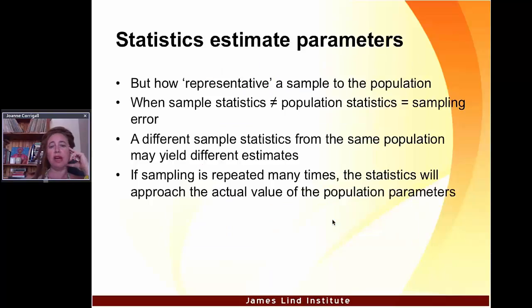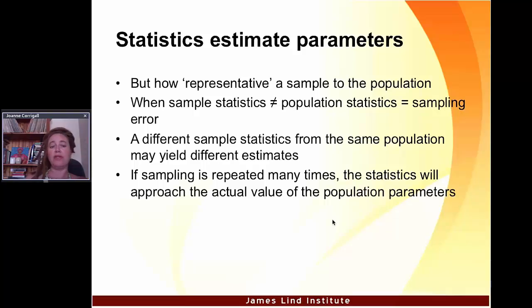So we need to think about how representative our sample is of the population. And when we sample, of course, our statistics don't equal the population statistics, and this gives rise to what we call sampling error, which we'll go into in a bit more detail further on. Different sample statistics from the same population can yield different estimates, as I showed you in that example.